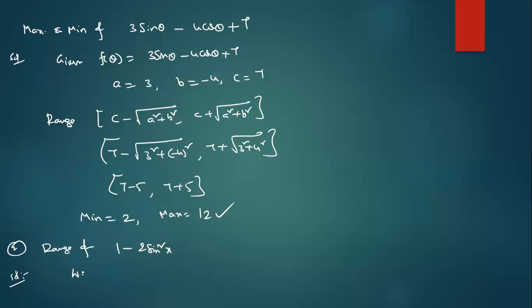Dear students, we know what the range of sine square x is. In this case, I'm not using a formula. It's so simple: maximum is 1, minimum is 0. Directly put this value, that is the answer. Shortcut method. Otherwise, multiply with minus 2.